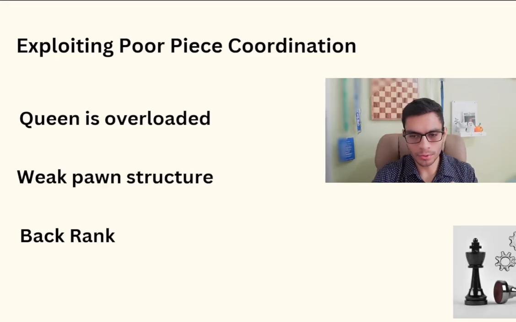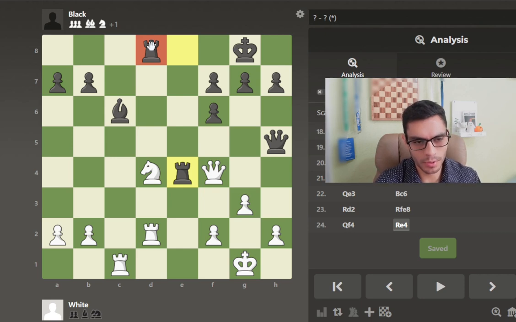Now, I will show you three examples, three different scenarios where you can exploit poor piece coordination from your opponent. Something very important to be aware of when we play chess is how pieces protect each other.